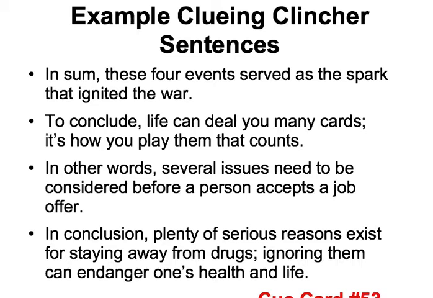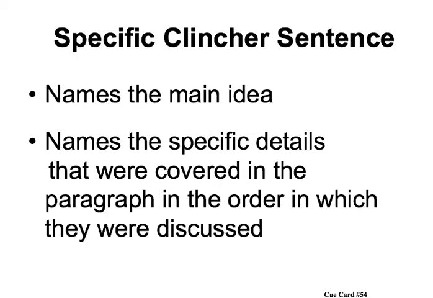The last type of clincher sentence is your specific clincher sentence. The specific clincher sentence names the main idea, and it names the specific details that were covered in the paragraph in the order in which they were discussed. So you always have to go back to your diagram, take a look at your numbers to make sure you've listed your details in order. This would result in a very long sentence.